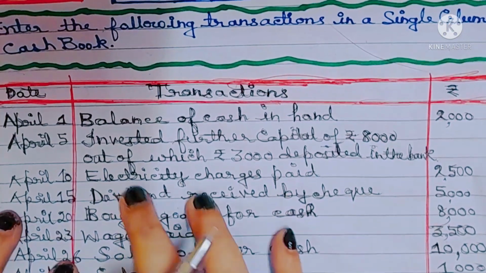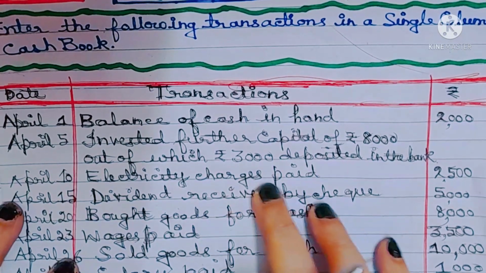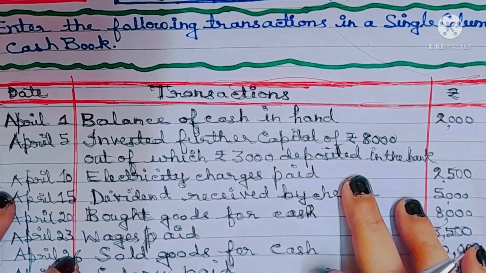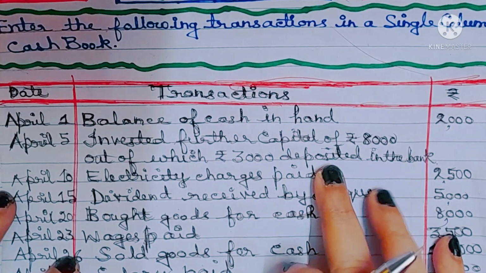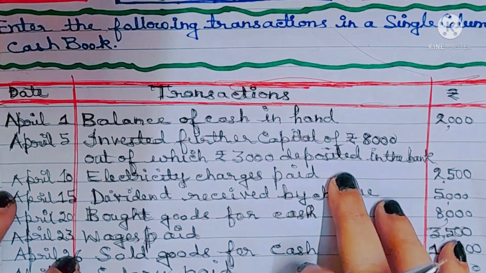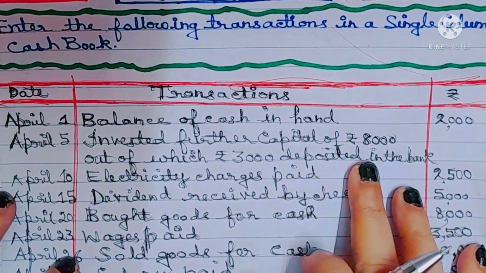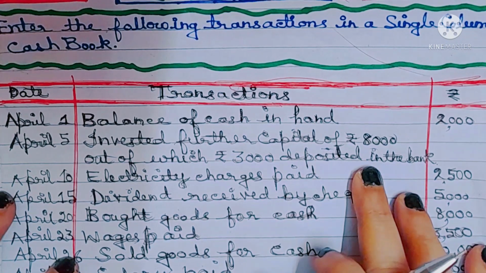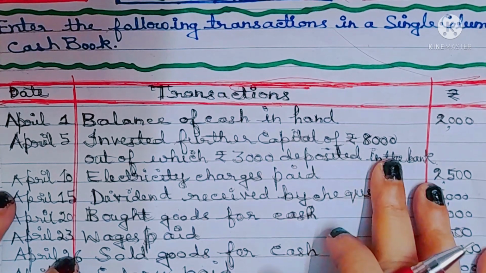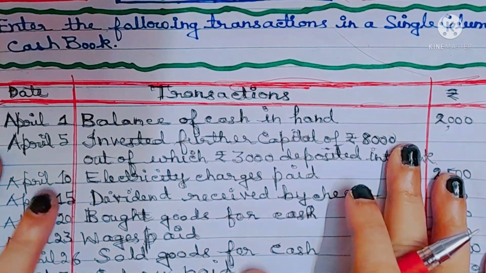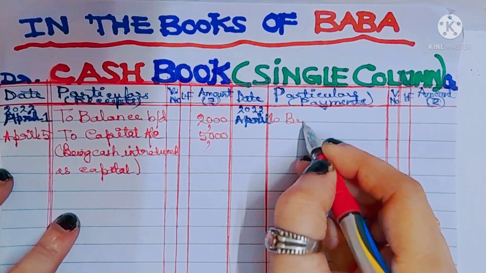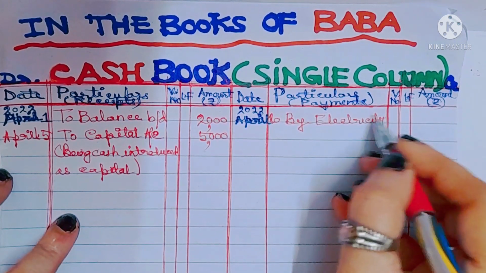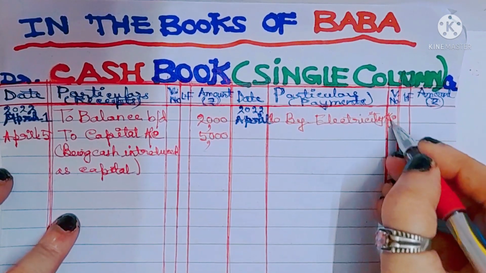The next transaction is on 10th April, electricity charges paid 2,500. So what will be the journal entry? The journal entry will be electricity account debit to cash account. So what is the position of cash account? Since cash account is on the credit side, electricity account will also be on the credit side. So we'll have to write by electricity account in the cash book on the credit side 2,500. Okay. So let's write 10th April by electricity account 2500.